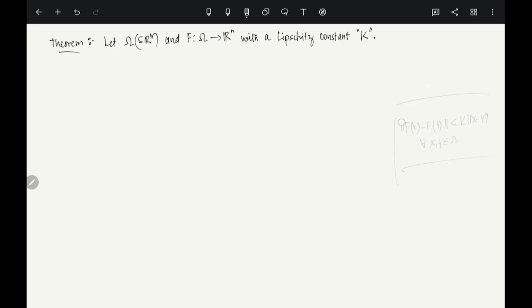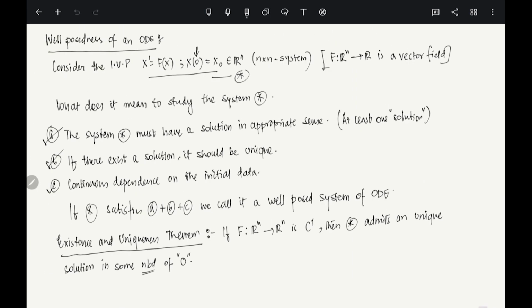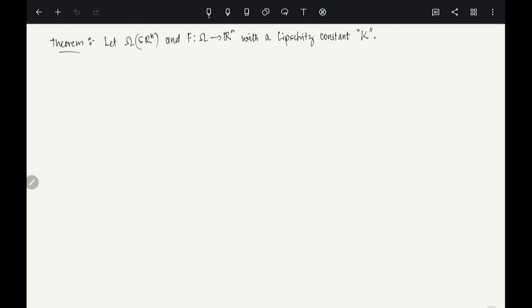The thing is, for the well-posedness we did it for a C1 vector field. Now any C1 vector field is locally Lipschitz, but may not be Lipschitz. It is locally Lipschitz. Now here what I am saying is you need your vector field to be Lipschitz continuous.